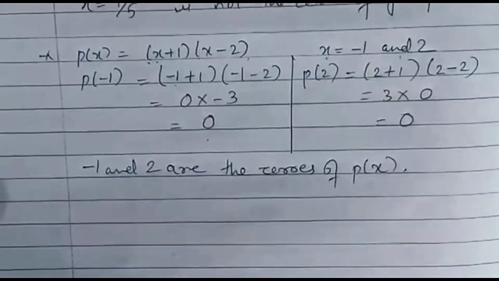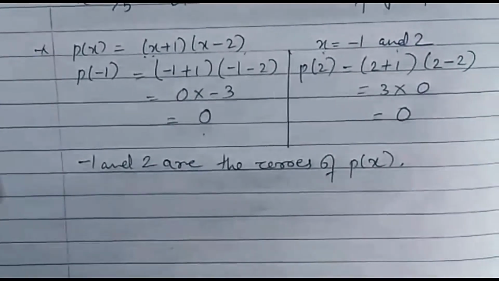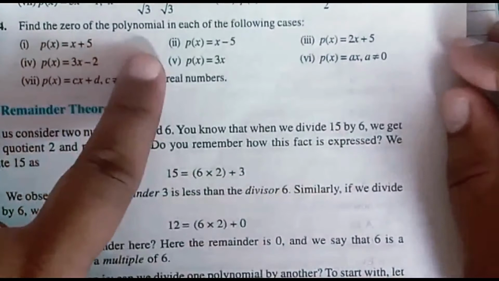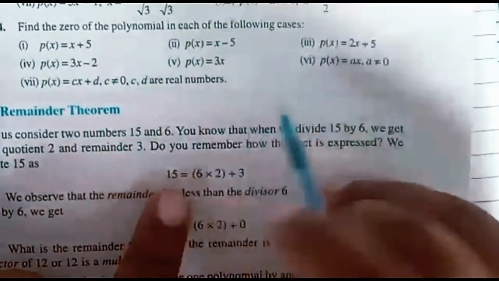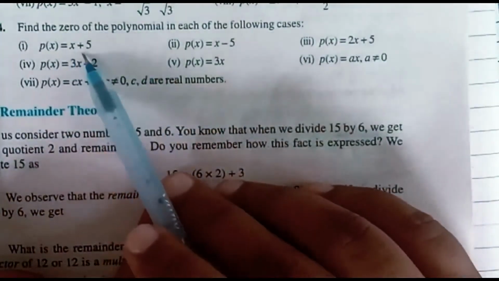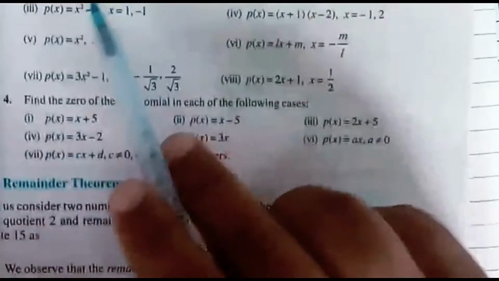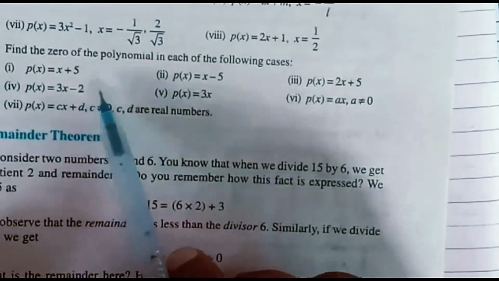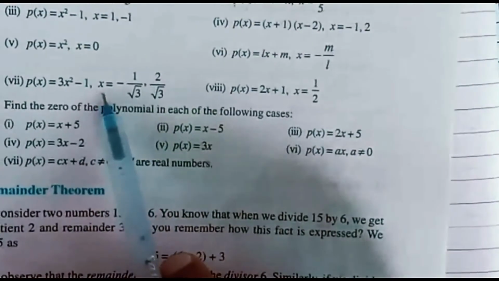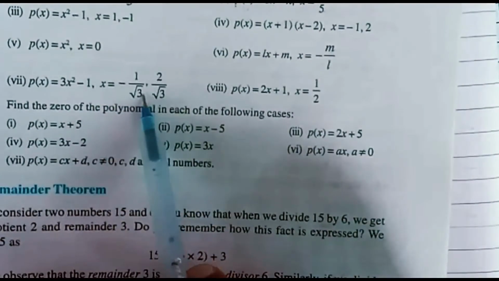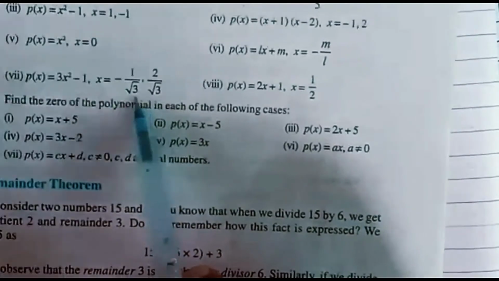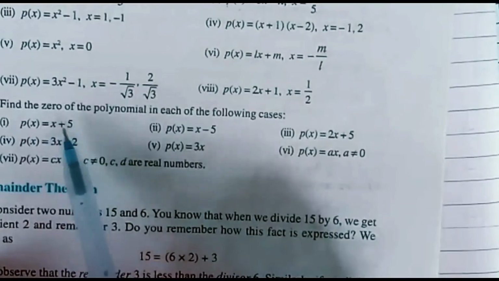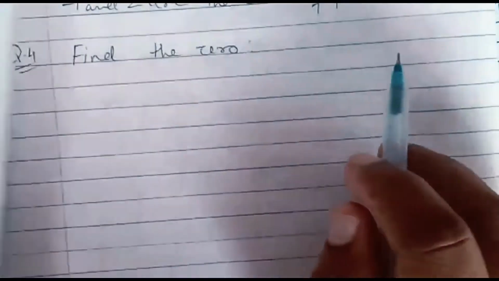In this way, somewhere you may get the answer as they are zeros and somewhere you may not. Let us see our next question. Find the zero of the polynomial in each. Now there are a total of 7 sums. You need to find the zero. Till now we were verifying whether they were zero or not. But here we will find the value of the zero. In the previous sum the value of x was already given, and you were supposed to decide whether it is a zero or not. Here you have to find out the value of x. So let us start this sum.